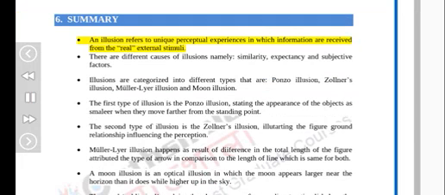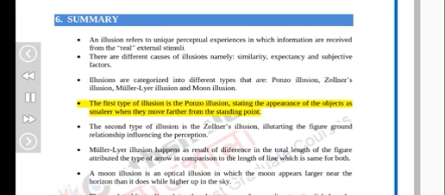6. Summary. An illusion refers to unique perceptual experiences in which information is received from real, external stimuli. There are different causes of illusions, namely similarity, expectancy, and subjective factors. Illusions are categorized into different types, that are Ponzo illusion, Zollner's illusion, Muller-Lyer illusion, and moon illusion.